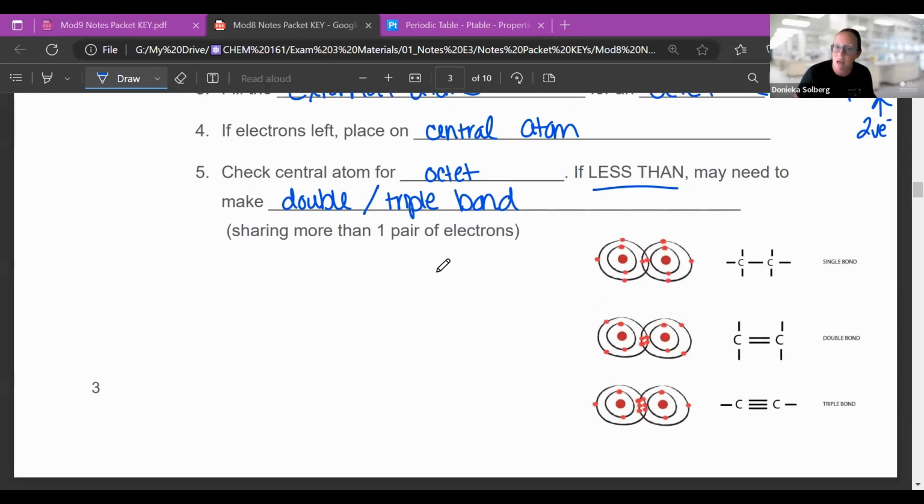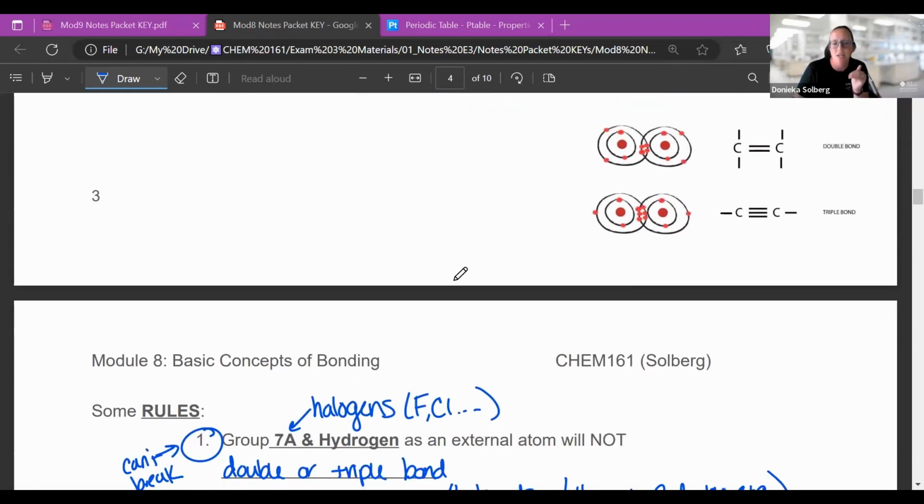So the only time you should try to add double or triple bonds is if your central atom has less than an octet. Now, if it has more than an octet, because you put those extras on the middle, there's really nothing you can do about it. It just has more than an octet, and that's it. It's just if it has less, you should try to make a double or a triple bond. Okay, those are kind of like the steps.